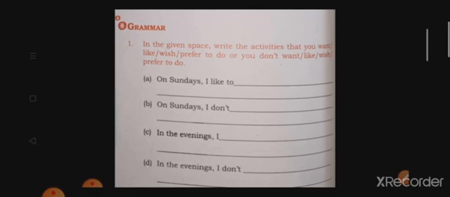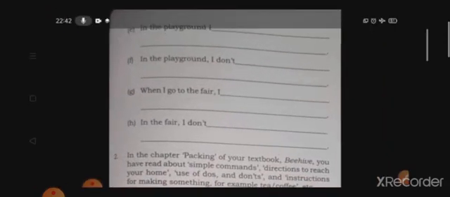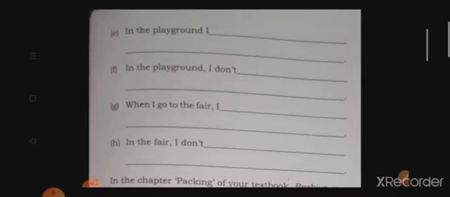On Sundays I don't, in evenings what do you prefer to do, right? आप लिख सकते हो, या what do you want to do, in evenings I don't, then in the playground I don't, when I go to the fair I, and in the fair I don't. So you need to write down the answers according to your wishes and preferences.